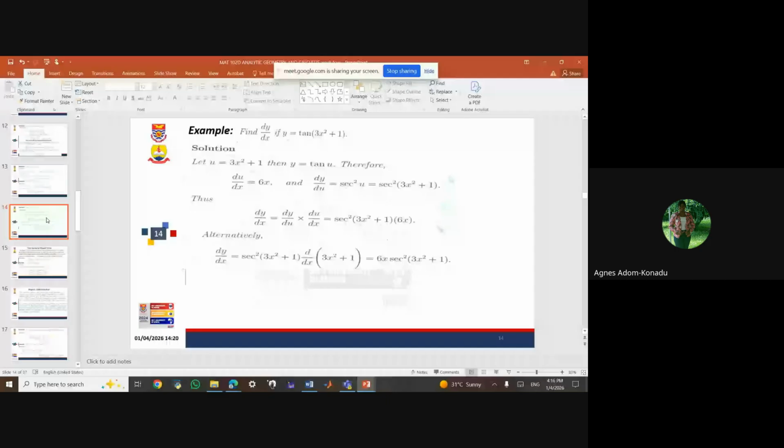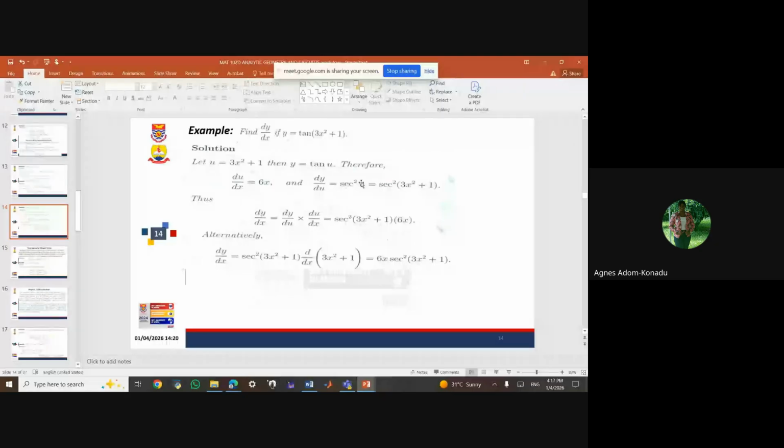There's another one here. I want to find dy/dx, where y is tan of (3x squared plus 1). So here I will let the angle be my u. So I have u to be 3x squared plus 1. Then my y will be tan u. du/dx will be 6x, and dy/du will be sec squared u. We know the differential of tan u is sec squared u, and I know that u is 3x squared plus 1, so you can just do the substitution.